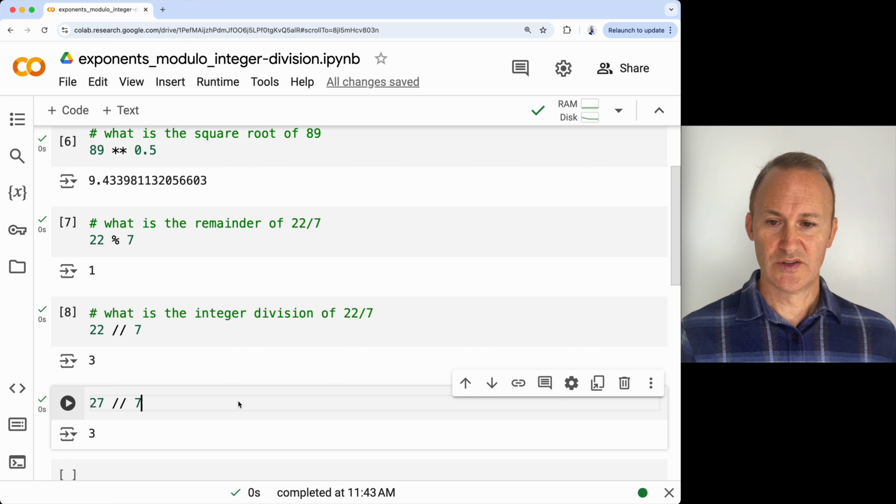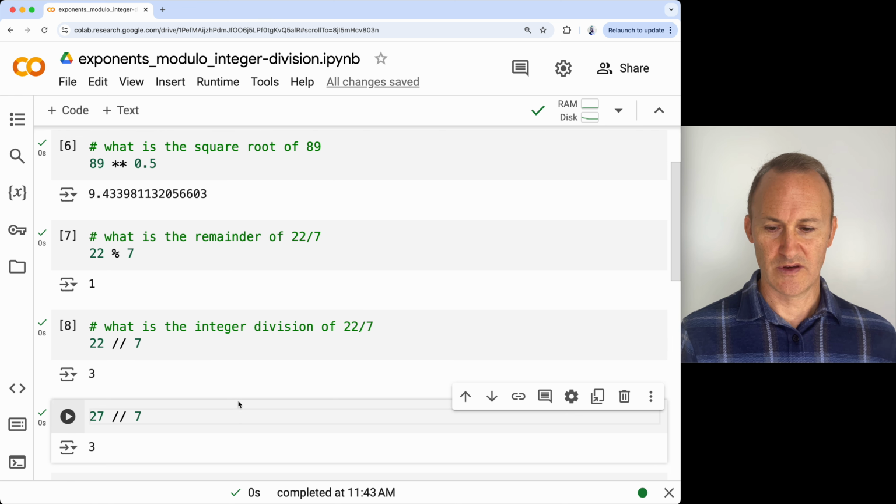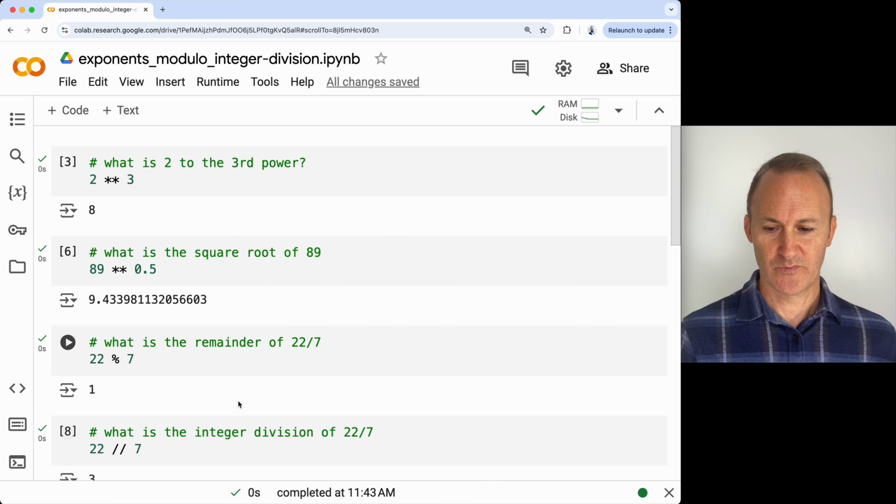Okay, so these are some very useful operators in programming: the integer division, the modulo operator, which gives you the remainder and can be used for things like modular arithmetic, and how to do exponentiation with the nice addition of taking square roots.